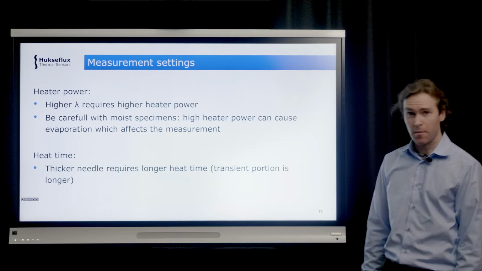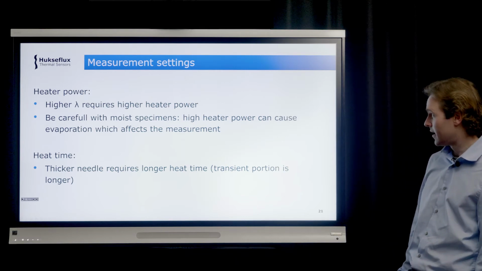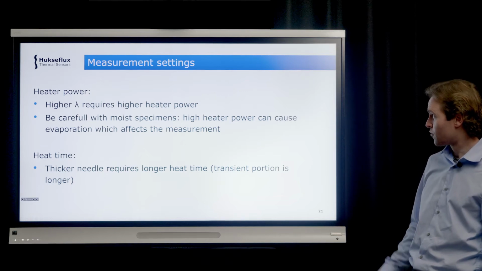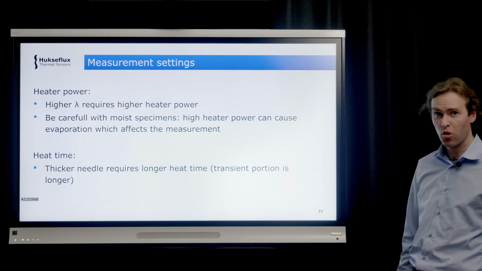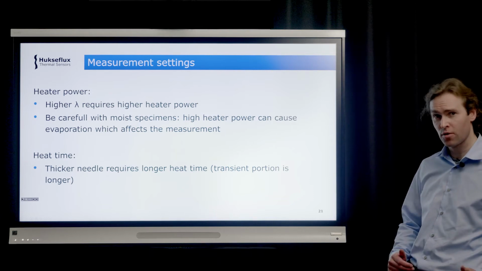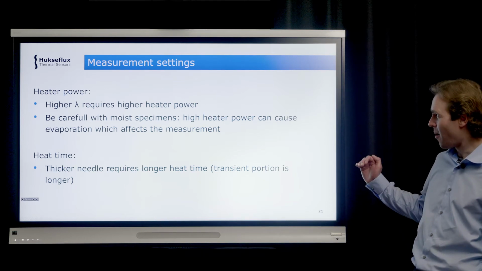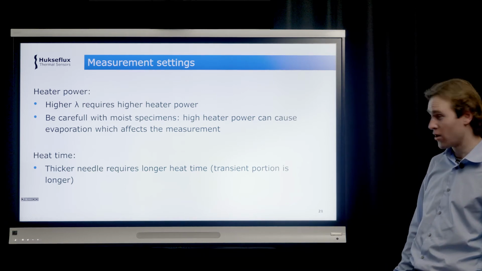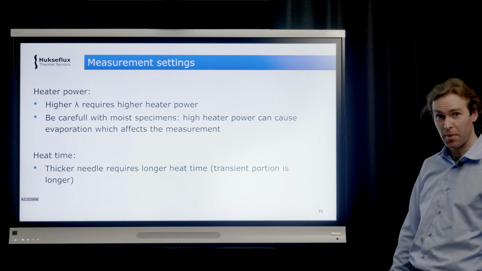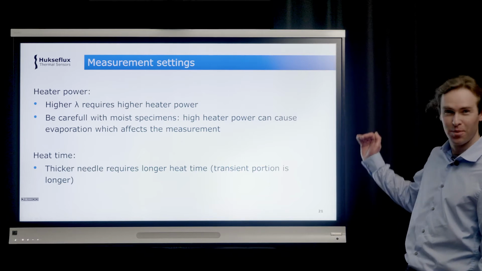Okay, so then about the measurement settings. There are basically only two measurement settings that you have to set as a user, and that is the heater power and the heat time. Regarding the heater power, the larger the thermal conductivity, the smaller the temperature increase. So to get a decent signal, if you have a higher thermal conductivity, you need to apply more heater power. There is a drawback. If you have moist samples, then using too much heater power can cause evaporation, and that creates a bias in the measured thermal conductivity value. So use enough, but not too much.